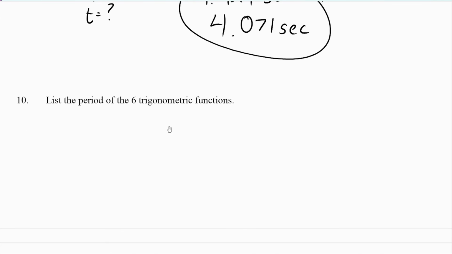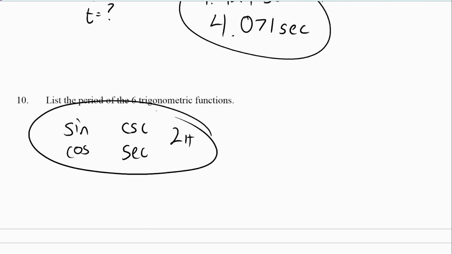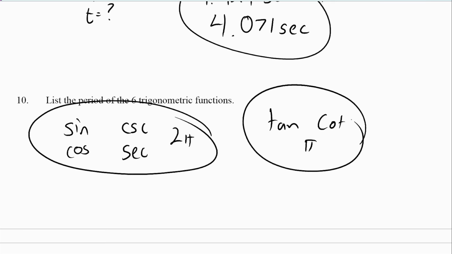And number 10, just to finish this off, this is fairly easy. Sine, cosine, cosecant, and secant are all going to have 2 pi for their periods, while tangent and cotangent are both going to just have pi. Make sure you guys remember that.